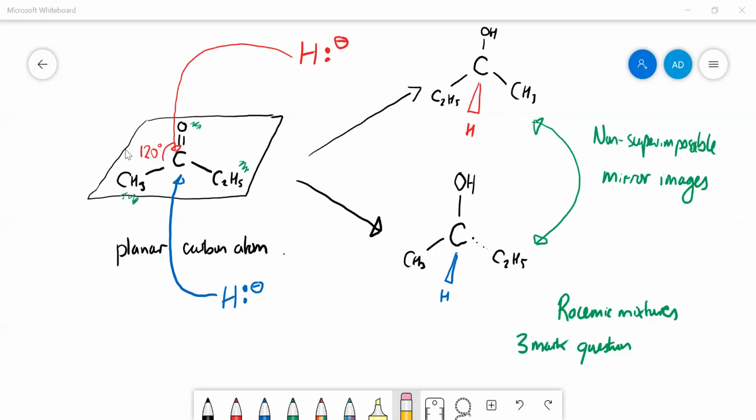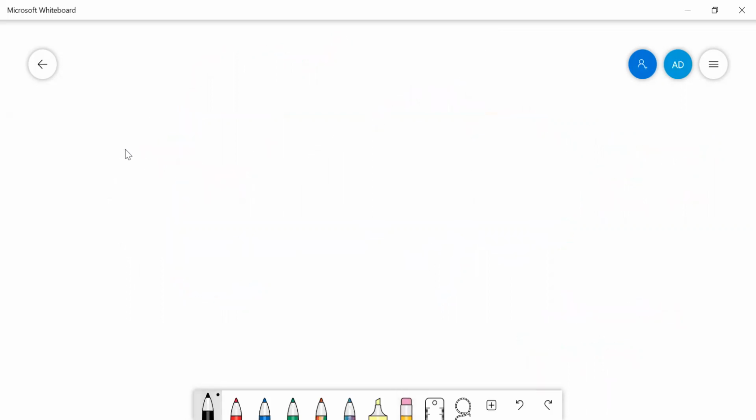going back to the electrophilic addition. And we can see here, sometimes you can also get this situation occurring with electrophilic addition where you end up with a racemic mixture. So let's have a look at that. So I'm going to start off with this alkene.